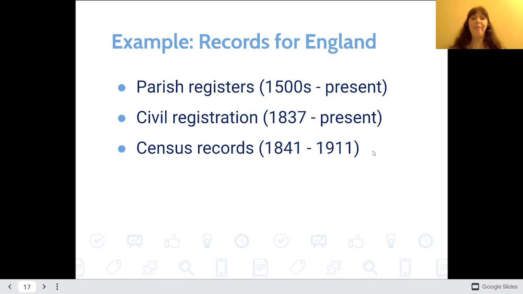And then finally, we've got census records, which again, many countries in the world have taken censuses, and I put the dates here to let you know when the records are mainly helpful to us.